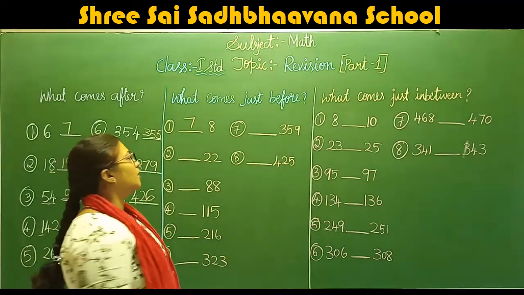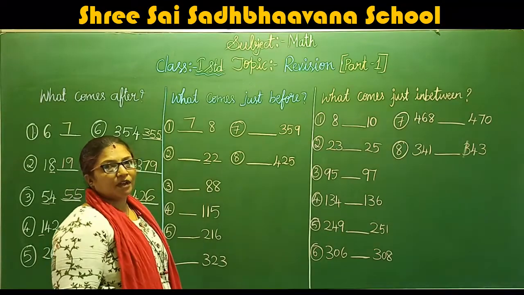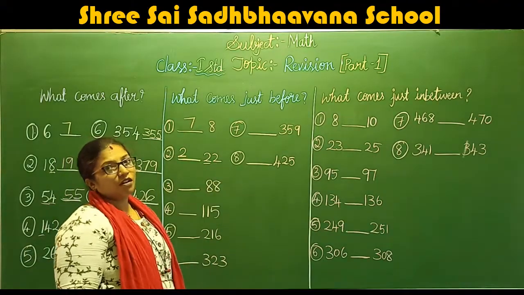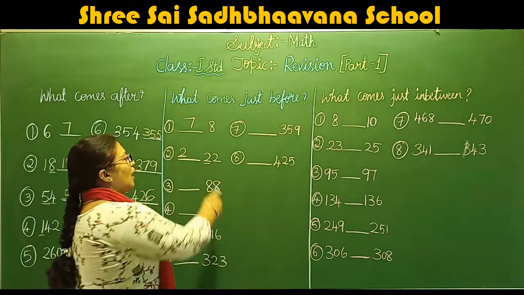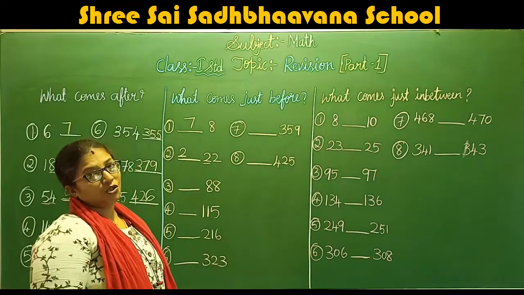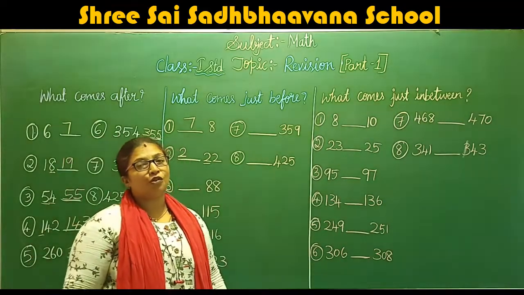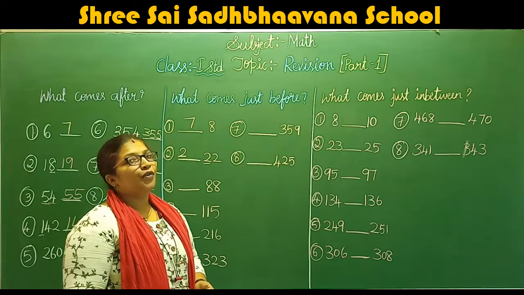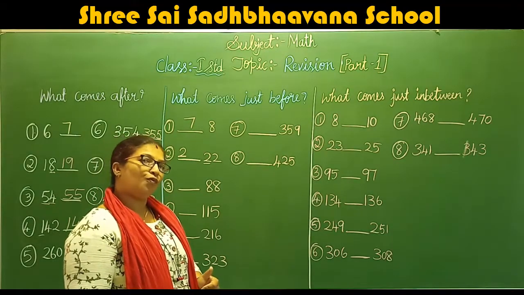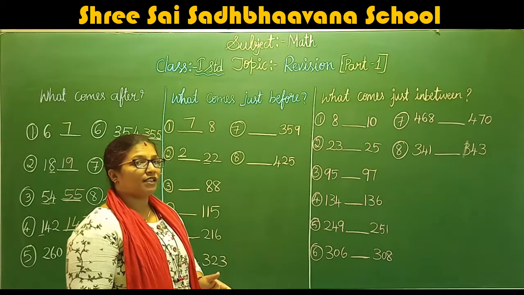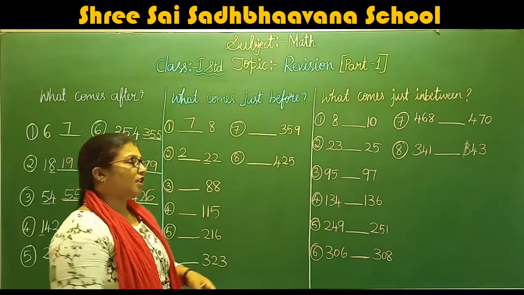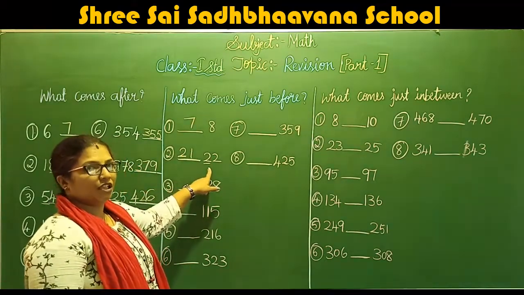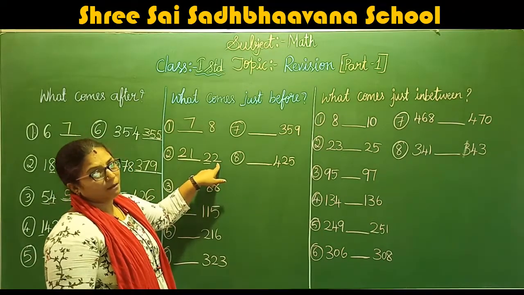Here also, same, children. You don't change the tens place number. The tens place number 2 will be the same here. You take the ones place number. I give you 22 here. What is the backward number for 2? 9, 8, 7, 6, 5, 4, 3, 2, 1. So the backward number for 2 is 1. What is the answer? 21. 21 is the before number of 22, right? So only the ones place number you take.